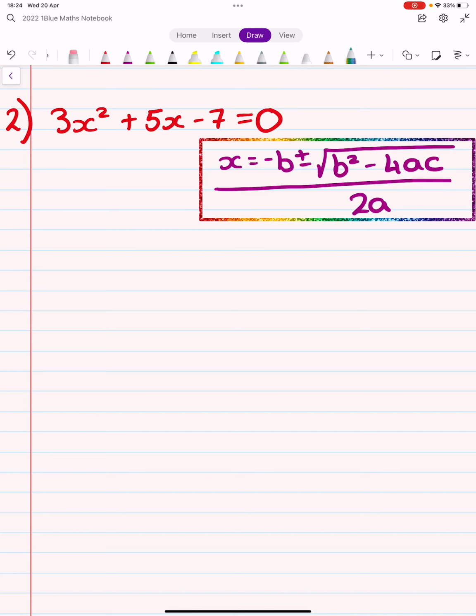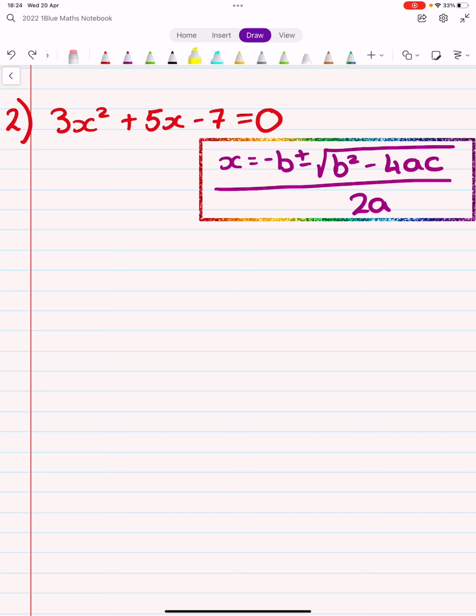Okay, so we are on to our second minus b formula question. And again, there's two ways of solving quadratics, which is anything with a square. One of them is using factorization, which we've done, and the second one is using this minus b formula, which is always given to you in the log tables, and you do not need to learn off.